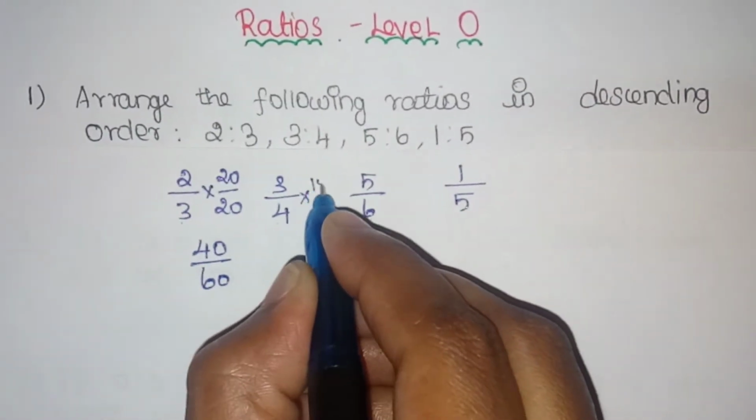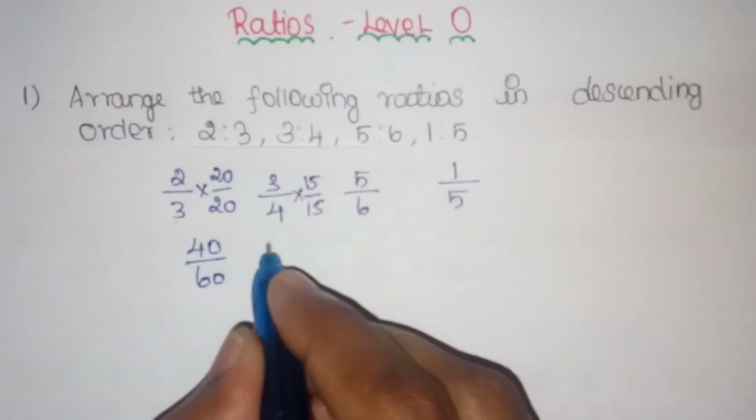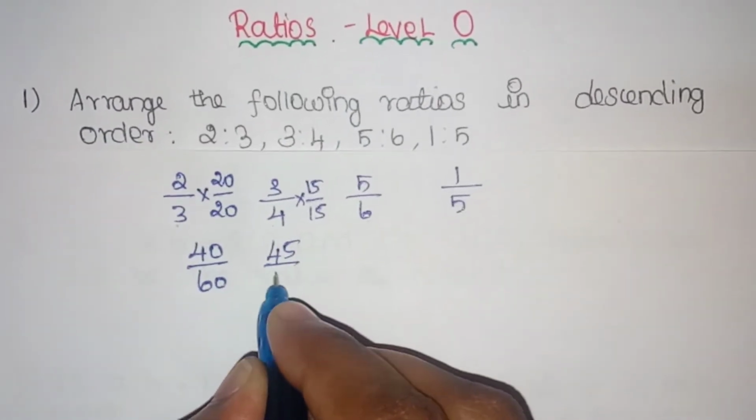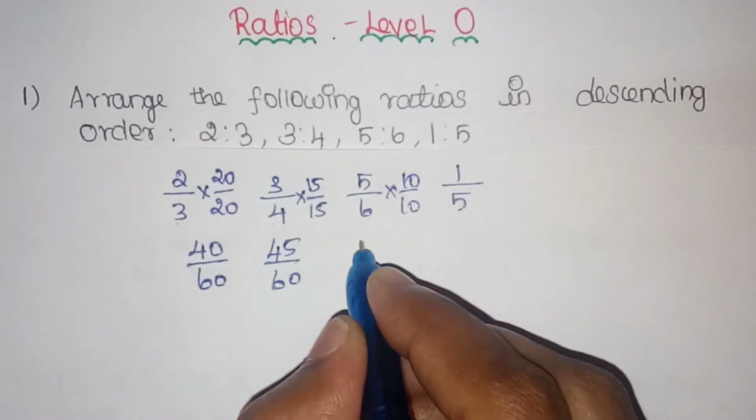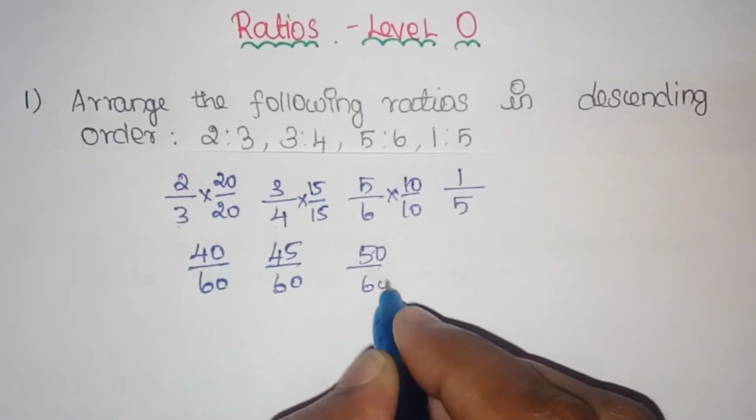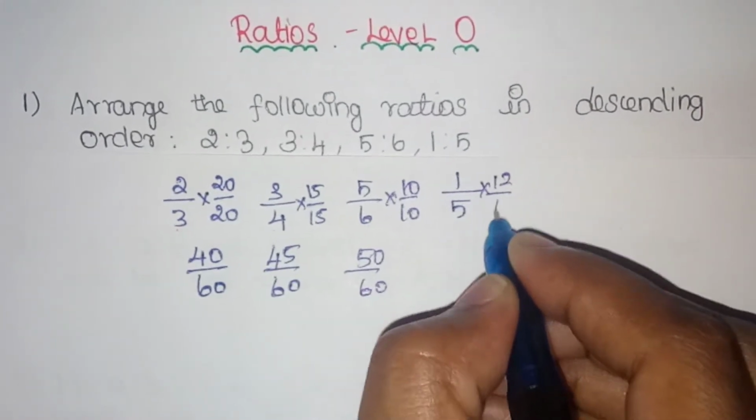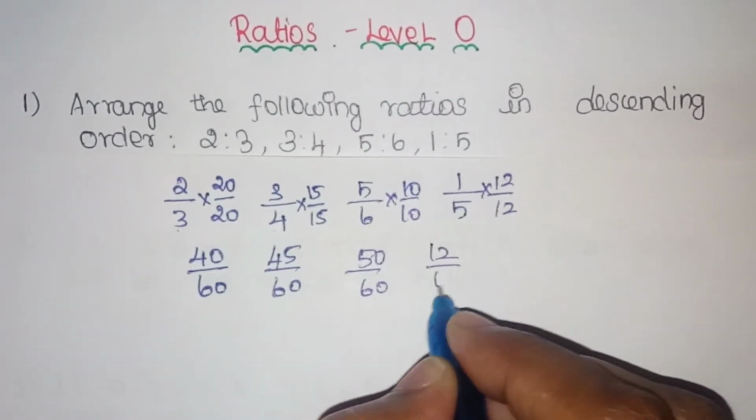Here I have to multiply it with 15 by 15. So the answer will be 45 by 60. Here I have to multiply it with 10 by 10. So the answer will be 50 by 60. Here I have to multiply it with 12 by 12. So the answer will be 12 by 60.